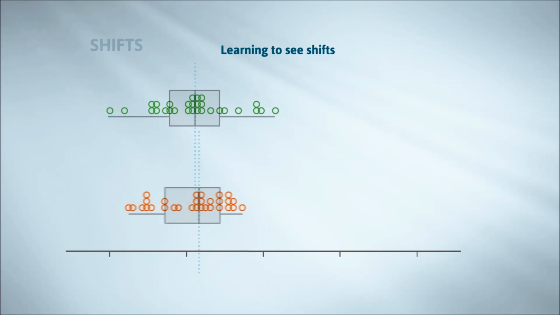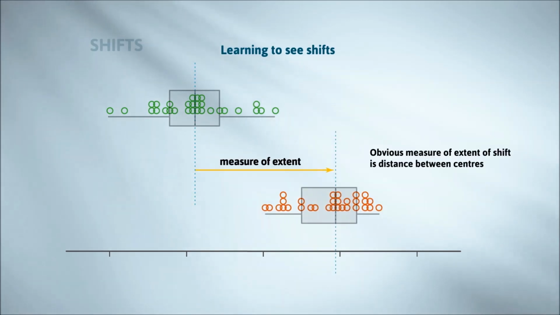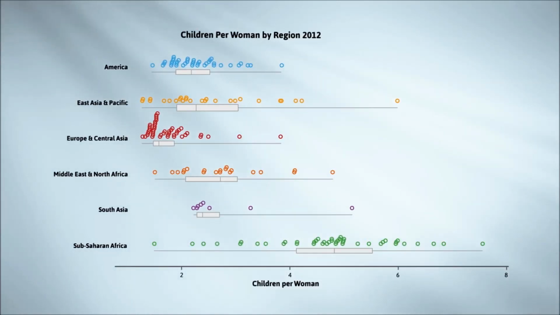The obvious measure of shift is the distance between centres. We could look at a change in means, or, as the box plots most help us see, a change in medians. Whereas the obvious measure of the extent of shift is the change in centres, changes in centres on their own often mislead. For instance, here are the regional means of children per woman in 2012.